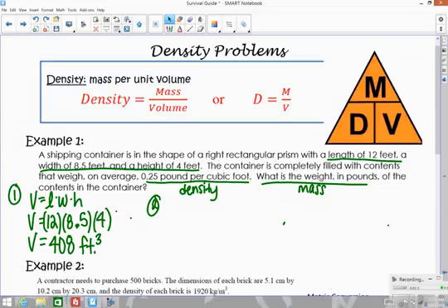In order to find the mass, we're going to use the density formula. Some of you remember the triangle from science class. Basically, the triangle is just whatever you're trying to find, you cover up. So in this case, I would cover up the M. And what I'm left with is D times V. So mass is equal to density times the volume.